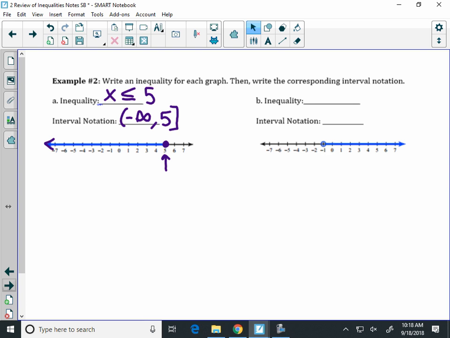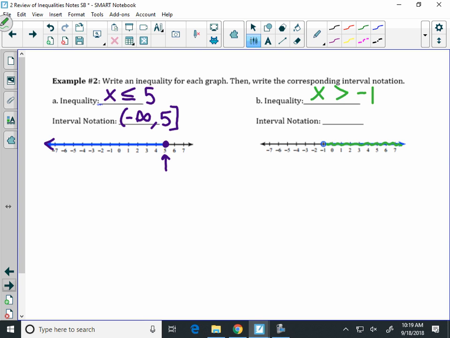On this next one, we start with x, and our dot's at negative 1. We need to write the symbol that goes with that x and negative 1. It's an open dot, so you're going to have either greater or less, and shading to the right, those numbers are all bigger than negative 1, so we're going to do our greater than symbol.